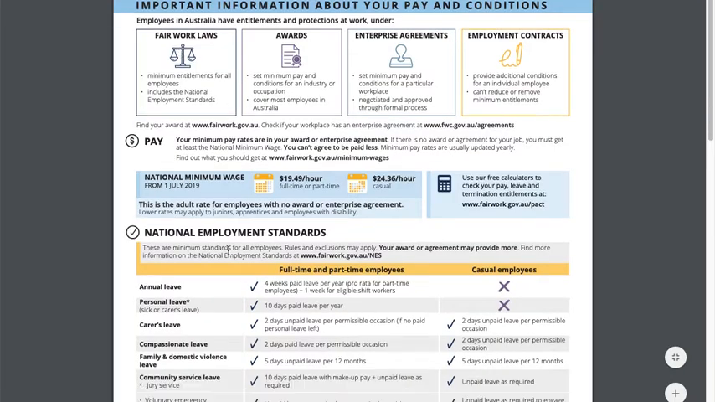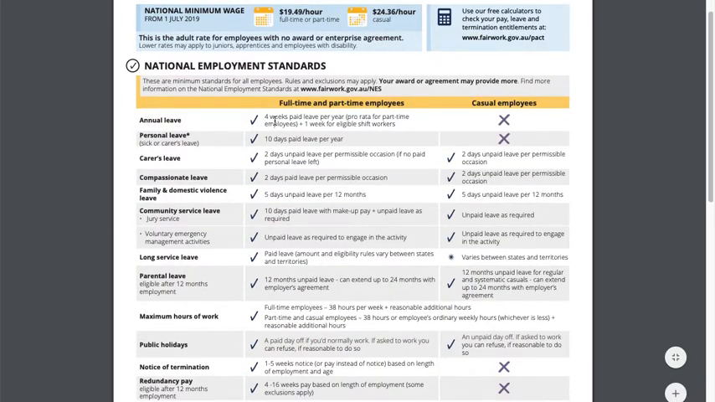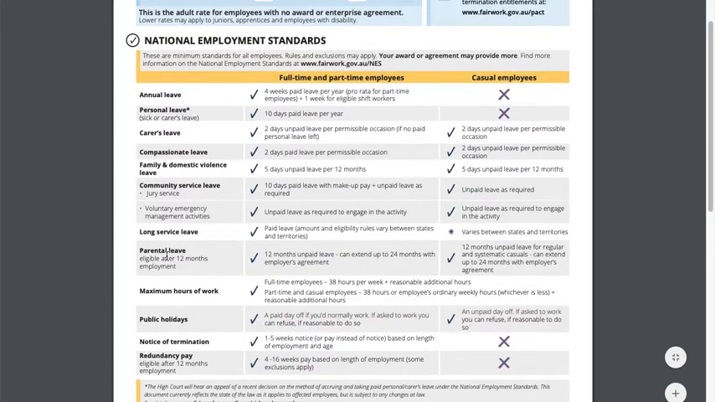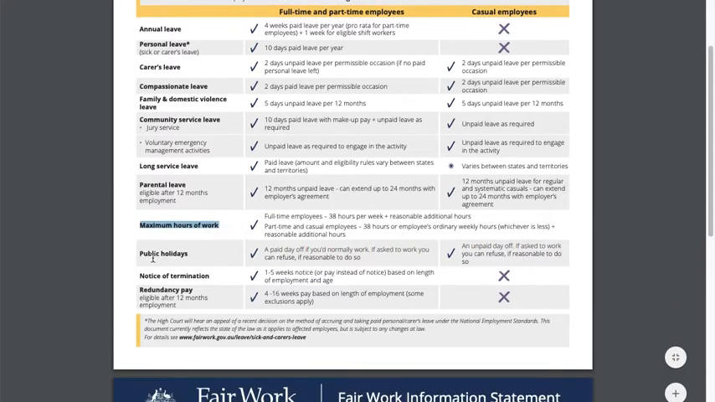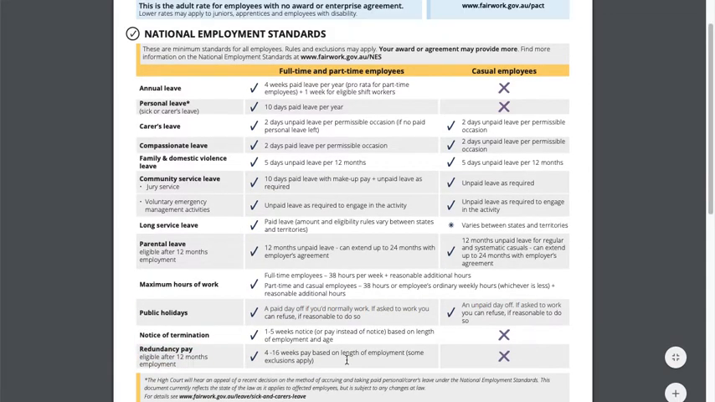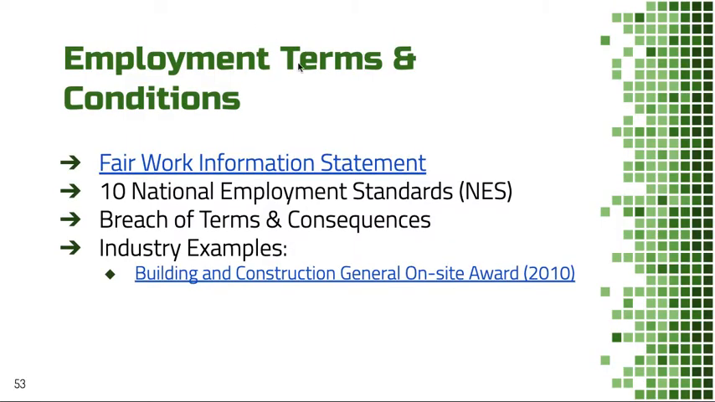Okay. The employment standards are your right to annual leave, your right to personal leave, carers leave, compassionate leave, family and domestic violence leave, jury duty leave, okay, or community service leave as they call it, long service leave, parental leave, a minimum amount of hours per week, and a maximum amount of hours per week, your rights in public holidays, your rights when you are terminated, and your rights to redundancy. These are the 10 minimum national employment standards that exist for a worker in Australia.